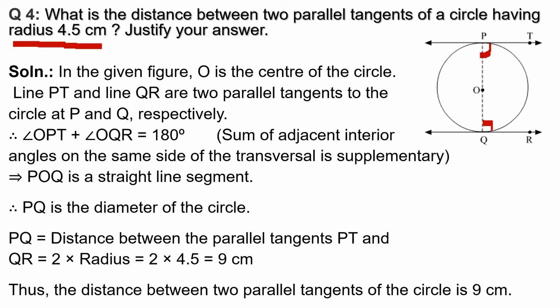PQ is the diameter of the circle. PQ is equal to the distance between the parallel tangents PT and QR. So that is 2 into 4.5, which is equal to 9 centimeter. Thus, the distance between two parallel tangents of the circle is 9 centimeter.